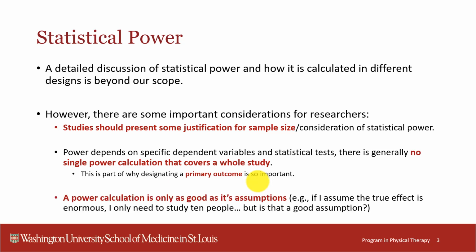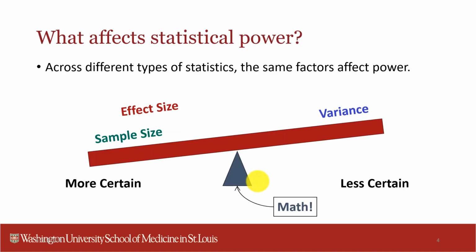And again, a power calculation is only as good as its assumptions. If I assume that the true effect is enormous, my power calculation might tell me I only need to study 10 people. But was that a good assumption to begin with? Or was I being overly optimistic? Now, again, statistical power is the probability of obtaining a statistically significant result, assuming that an effect actually exists, right? That some alternative hypothesis is in fact correct, and we're going to detect it.